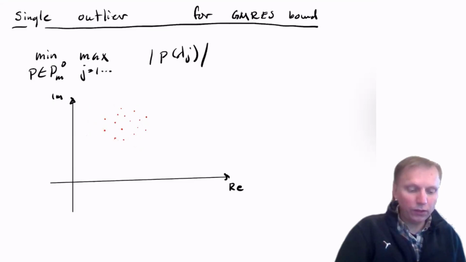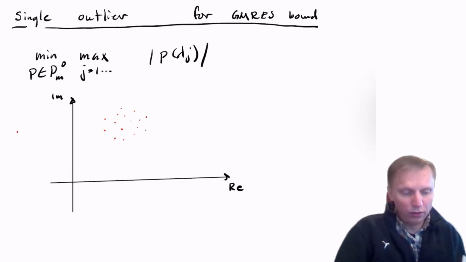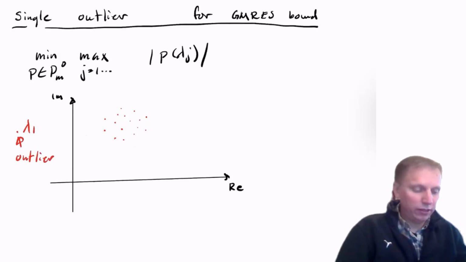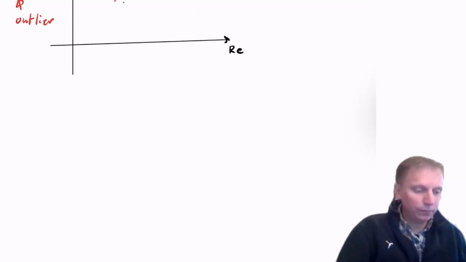some region. What we're going to see now is what happens when we have an eigenvalue not within this disk but quite far away from it. So maybe here, and we're going to call this lambda 1, and this is what we call an outlier. So we have all eigenvalues in some small region and one eigenvalue which lies quite far from it.